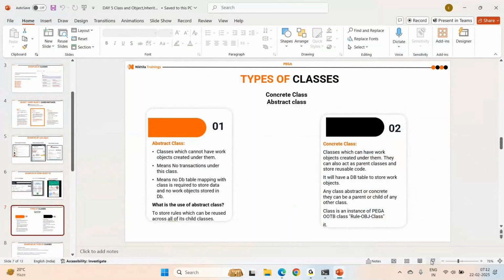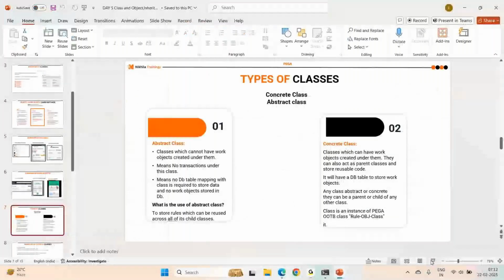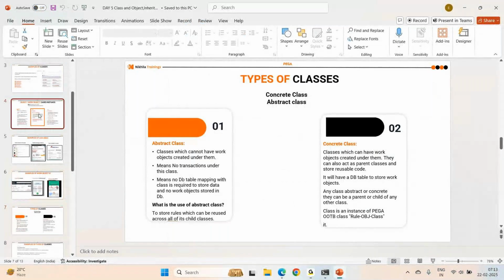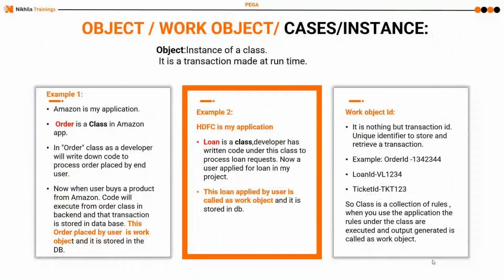Now, what exactly is an abstract class and what is a concrete class? See, concrete class means you will have work objects created. So what do you mean by work object now? Let's talk in real world. What is a work object? When you run the application, the order that you place in the application is called a work object in technical terms.